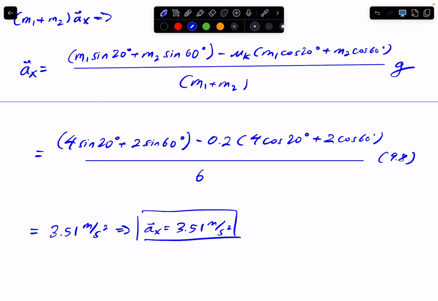Okay, so I know this problem is really, really long and kind of hard, but again, practice. All right, we found the acceleration. Now we can find the tension.